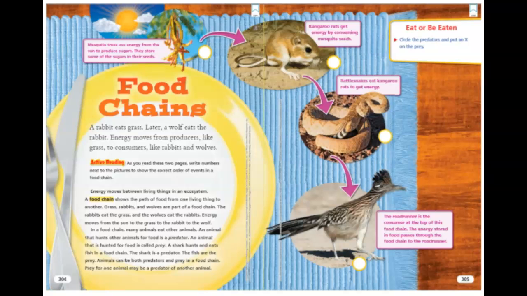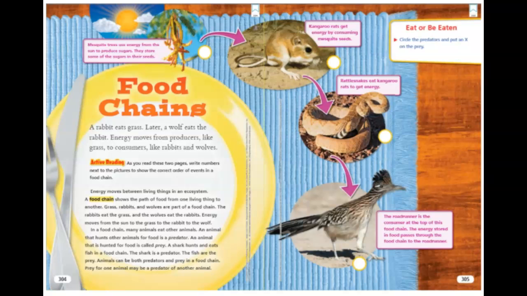In a food chain, many animals eat other animals. An animal that hunts other animals for food is a predator. An animal that is hunted for food is called prey. A shark hunts and eats fish in a food chain. The shark is a predator. The fish are the prey. Animals can be both predators and prey in a food chain. Prey for one animal may be a predator for another animal.